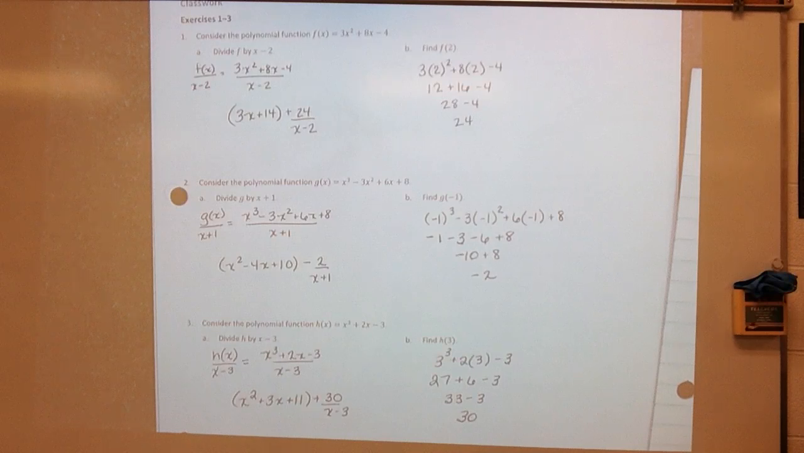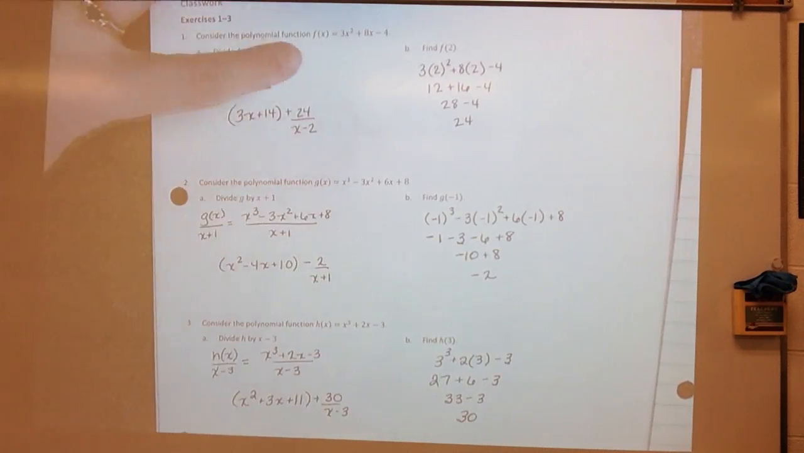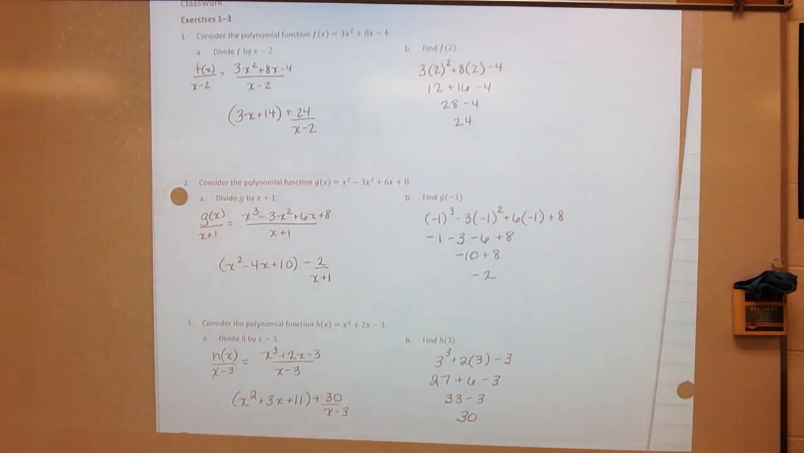So stating this in more general terms, here's what we can say. The remainder found after dividing p, whatever, the f of x, g of x, h of x, whatever, by x minus a will be the same value as p of a.